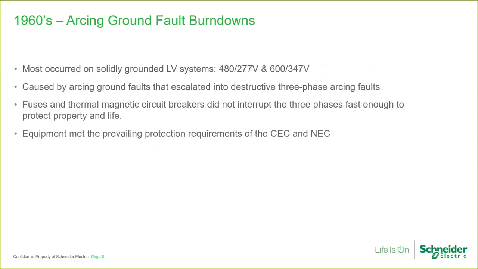They found in these white papers that most arcing ground fault burn downs occurred on solidly grounded 480/277 and 600/347 volt distribution systems. The arcing ground fault burn downs were caused by arcing ground faults that had escalated into destructive three-phase arcing faults. Fuses and thermomagnetic circuit breakers did not interrupt the three phases fast enough to protect property and life. And yet, the electrical equipment met the prevailing protection requirements of the Canadian Electrical Code and the National Electrical Code in the US.